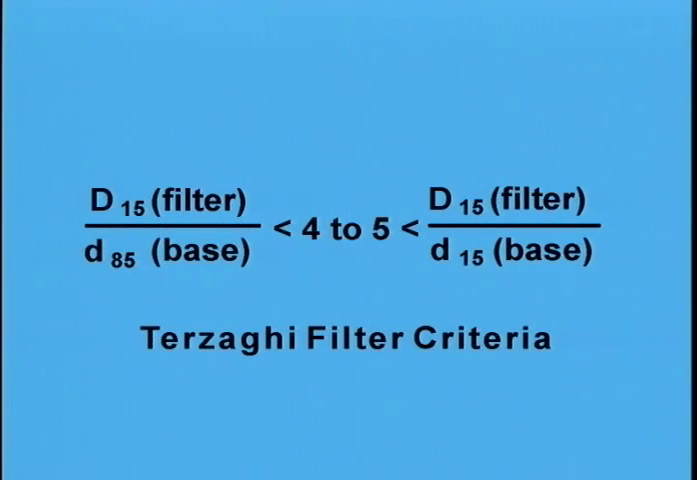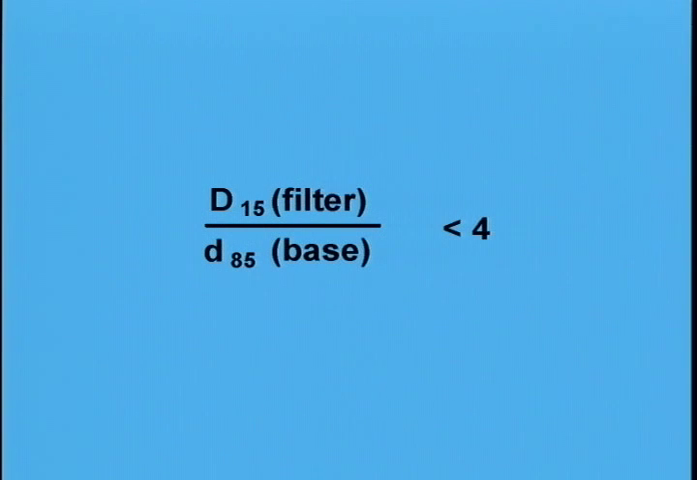Terzaghi advanced the criterion that the D15 size of the filter should be less than 4 to 5 times the D85 size of the base material. The concept is that the D15 size of the filter is an approximate measure of the size of the pore openings of the filter. Also, that if the D85 size of the base material cannot enter the pores of the filter, all of the base material will be held back from entering the filter.